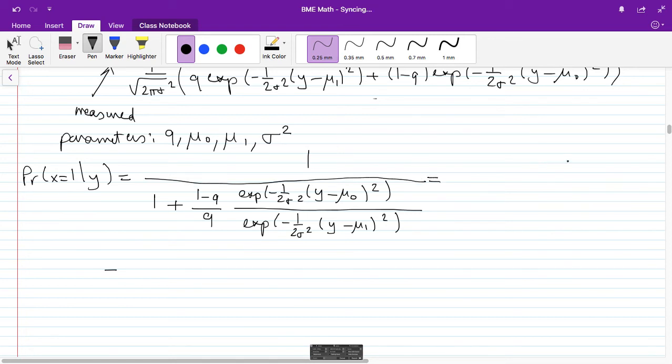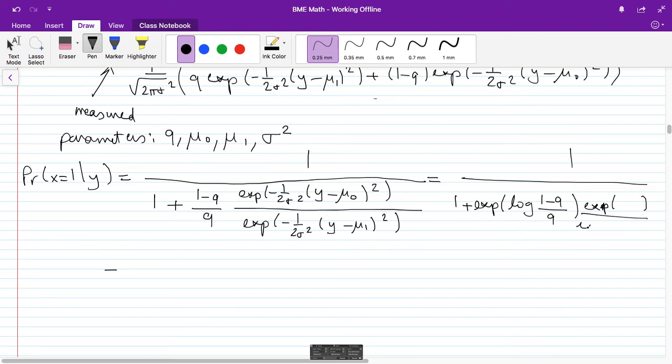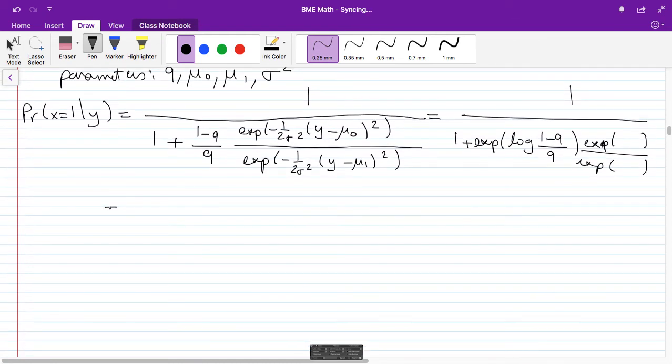So this is equal to 1 over 1 plus, suppose I write this as an exponential of a log of 1 minus q divided by q times that exponential of that divided by what's left. So if I do that, then I get the following.